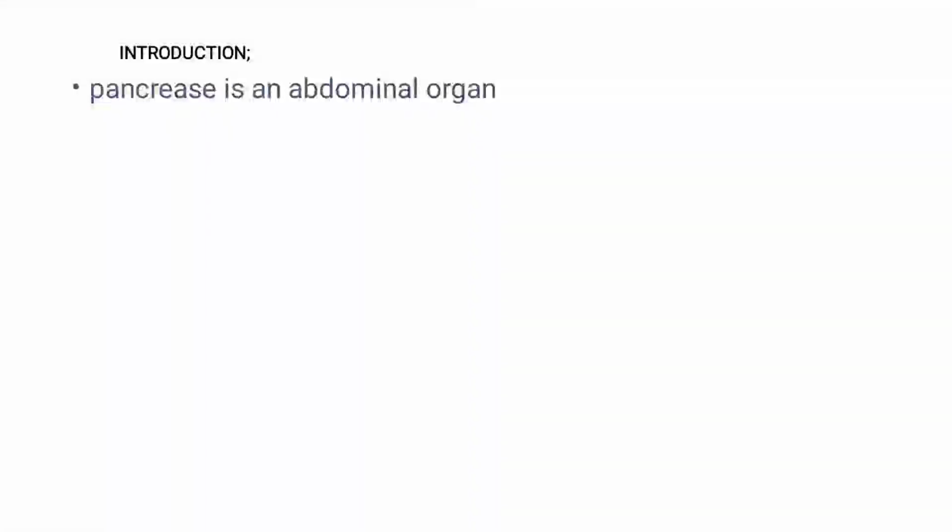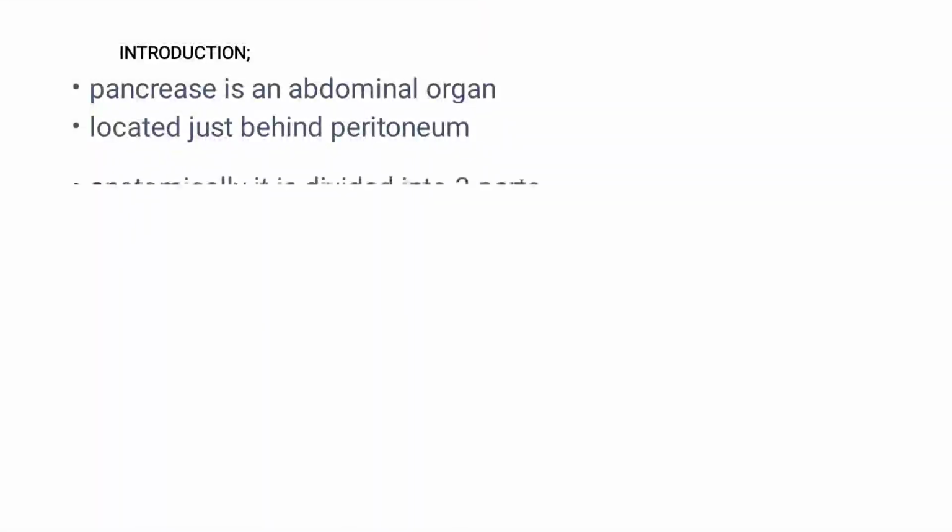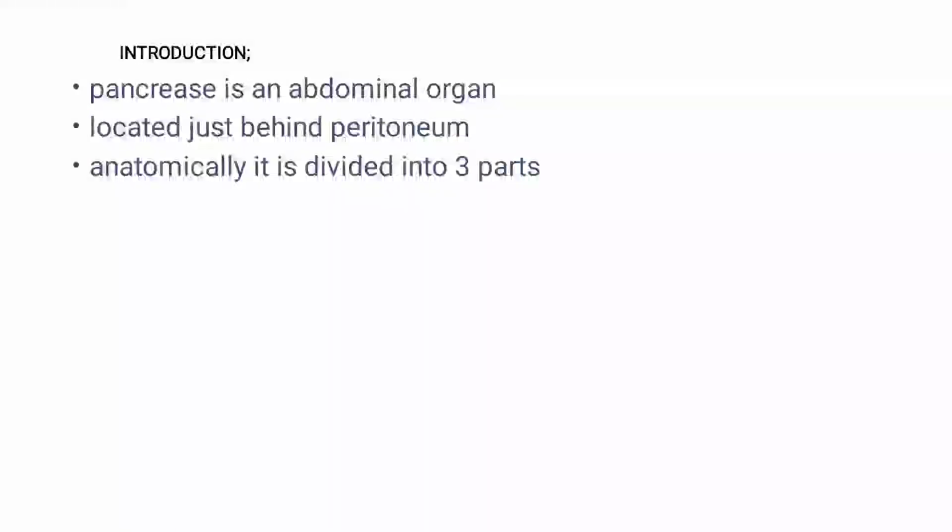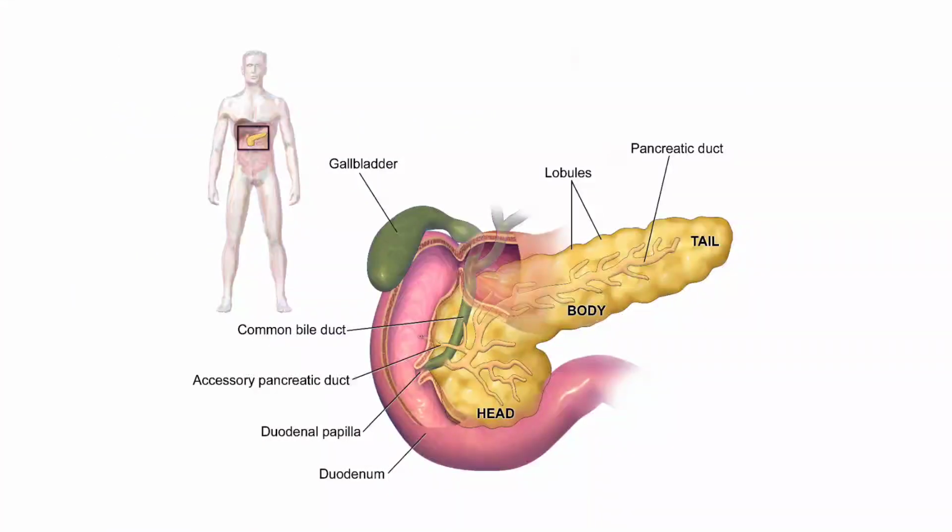So the pancreas is an abdominal organ. It is located behind the peritoneum. That means it's a retroperitoneal organ. Now, anatomically, it is divided into three main parts, just for recalling purposes: head, body, and tail. Here you can see we have head, body, and tail, and here you can see the pancreatic duct that opens into the duodenum.